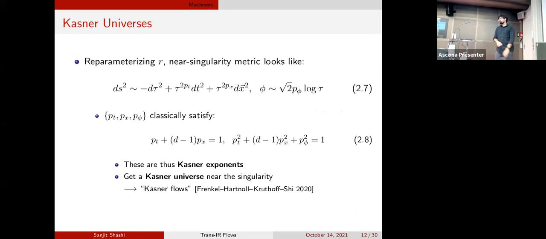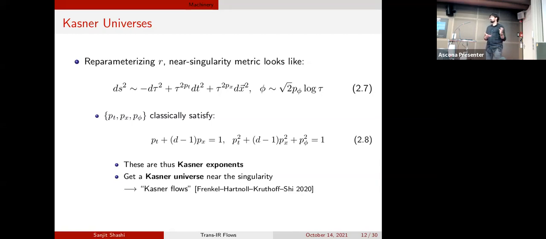Now, what you can say analytically is you can actually look at the near singularity behavior of the metric and of the scalar field as well. The scalar field will have this logarithmic divergence at the singularity, but the metric will be controlled by these PT and PX scaling exponents. And what you can find classically is that the PT, PX, and P phi satisfy the constraints in 2.8. So this hyperplane constraint and the sphere constraint.